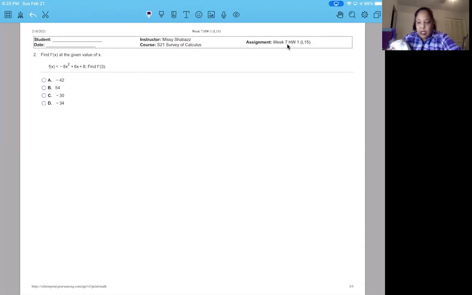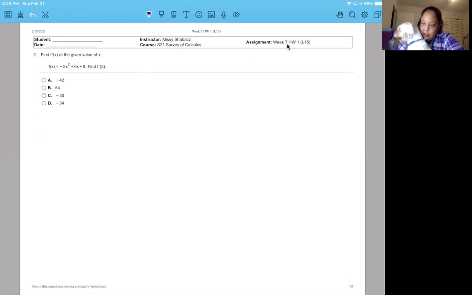Question number 2 says f prime of x at the given value. So I have a function f of x and I need to find the derivative and find it evaluated at 3, which basically means what's the slope of the tangent line at 3. All right, so right now we have to use the limit definition of a derivative.